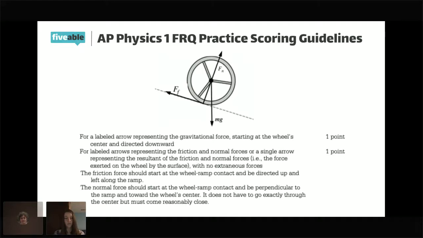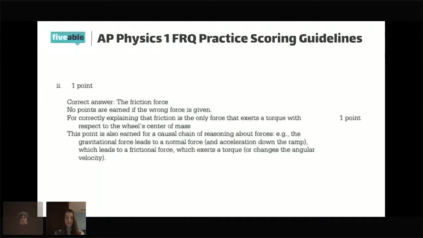The force of friction, however, is directly perpendicular to the lever arm, and sine of 90 is 1. So you have a full torque equals the radius times the force of friction. So the force of friction is the only thing that can cause a change in angular velocity, which is what the answer is. You just get a point for that. Important note: actually, you don't get the point if you don't explain it.